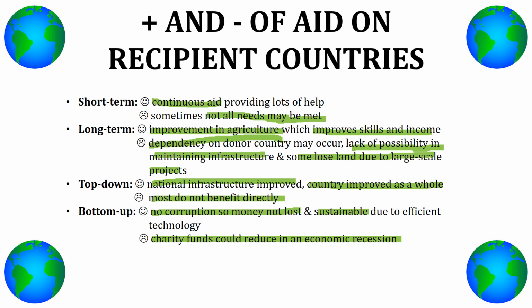Whereas bottom-up aid, that's aid on a smaller scale, which does benefit people directly. Like when you see those adverts on TV, like ActionAid, for example, like sponsor a child today, your £2 could give a child some books and some medicine. That's what bottom-up aid is, because it is benefiting that child directly. So yeah, it's good because there's no corruption, so not much money is lost, and it's also sustainable due to efficient technology.